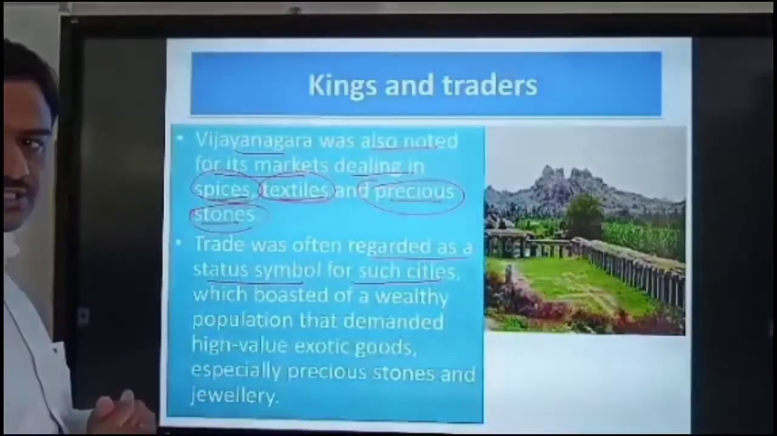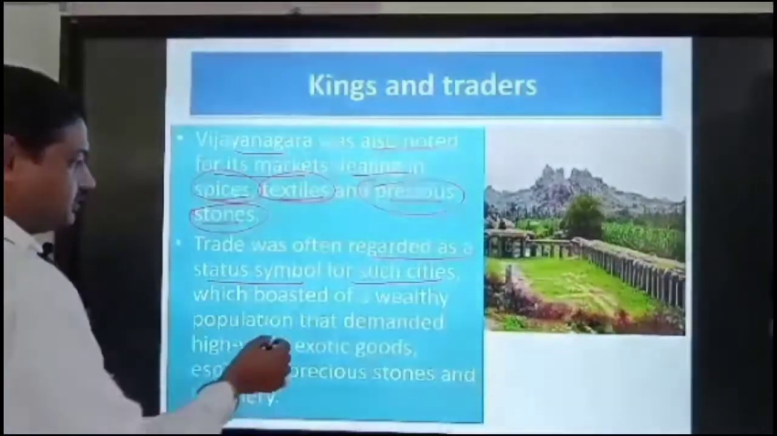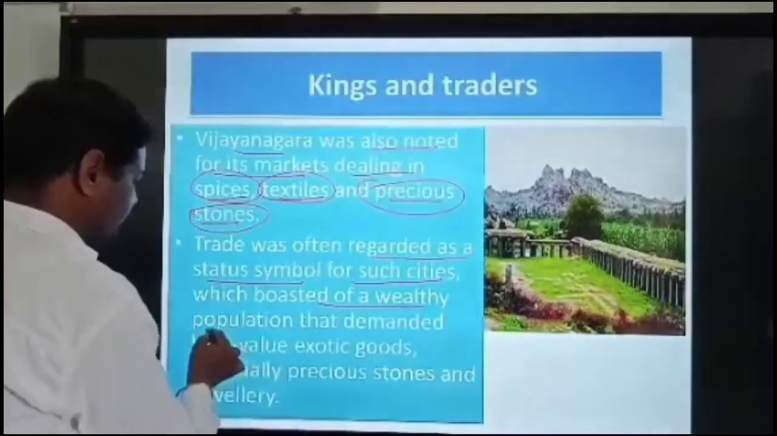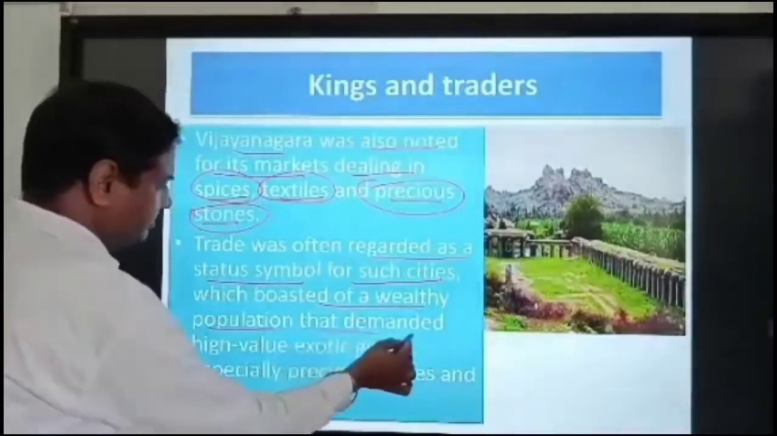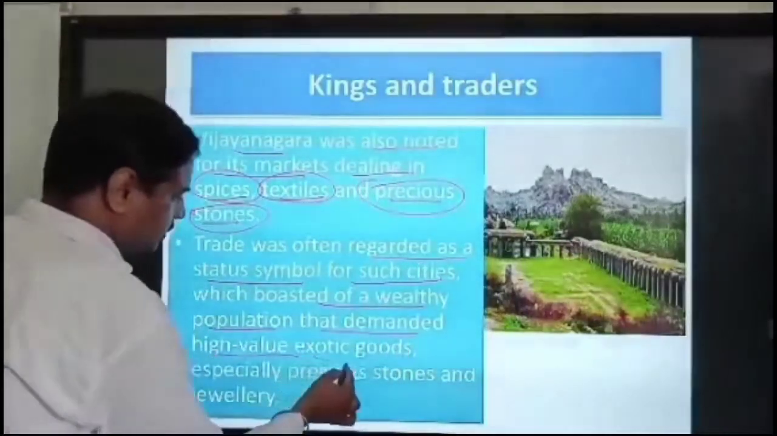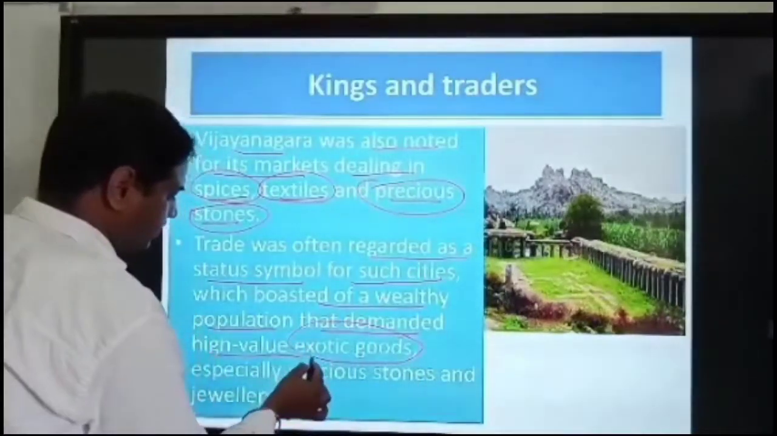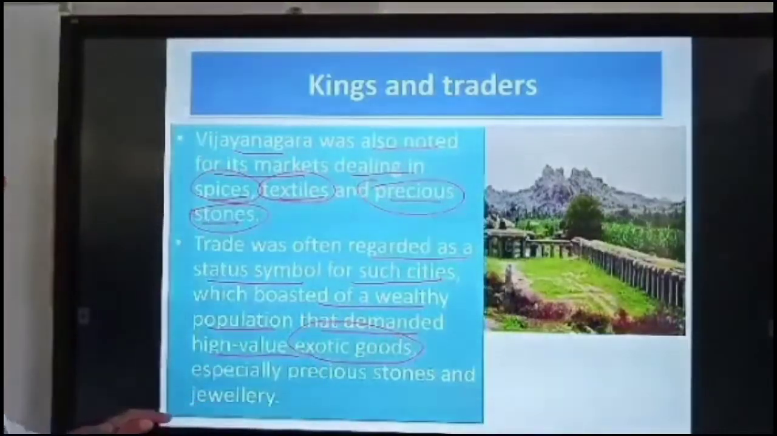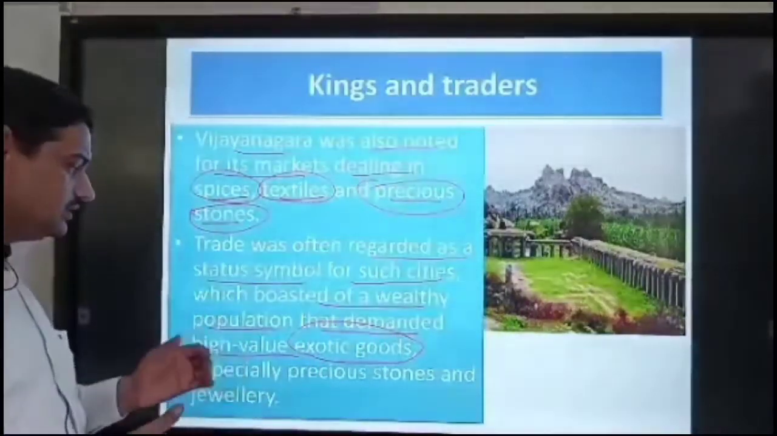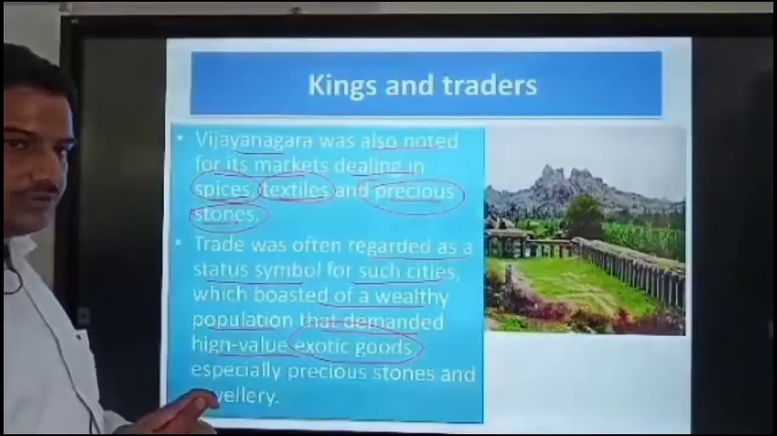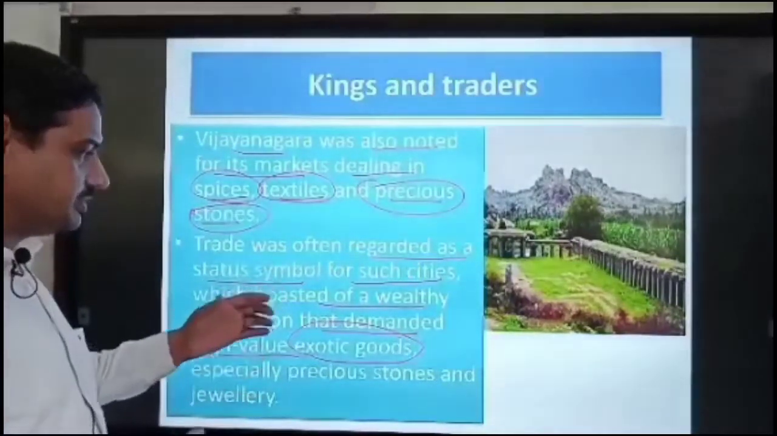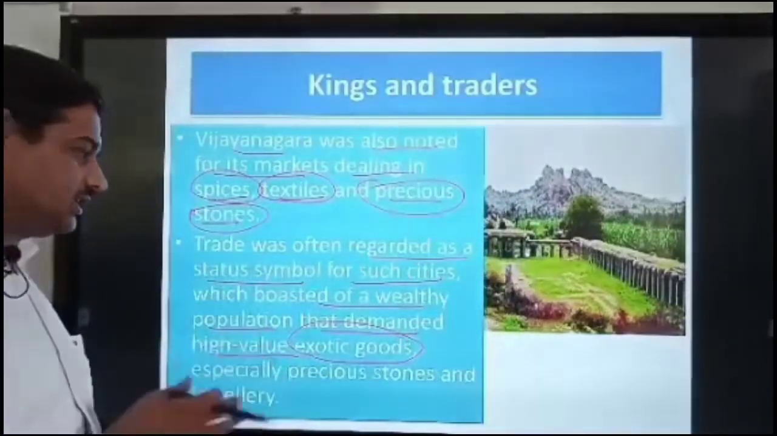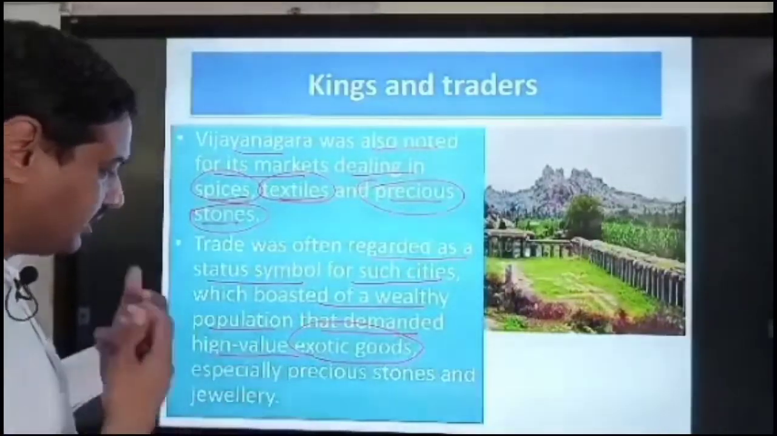So trade was a status symbol for these cities, which boasted of a wealthy population that demanded high-value exotic goods. The goods, which were very valuable and precious, used to be brought from outside or abroad, and they had a great value at that time. They were demanded by the people of Vijayanagara. It means the people of Vijayanagara used to be very prosperous. And why were they prosperous?